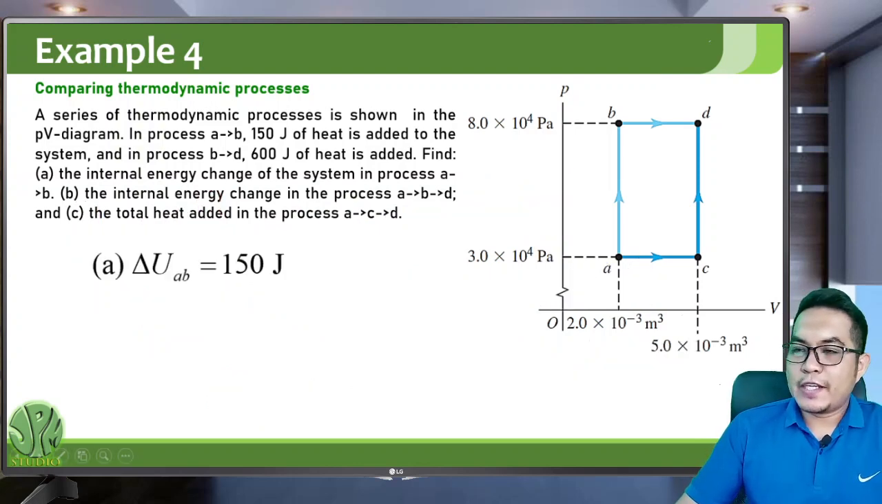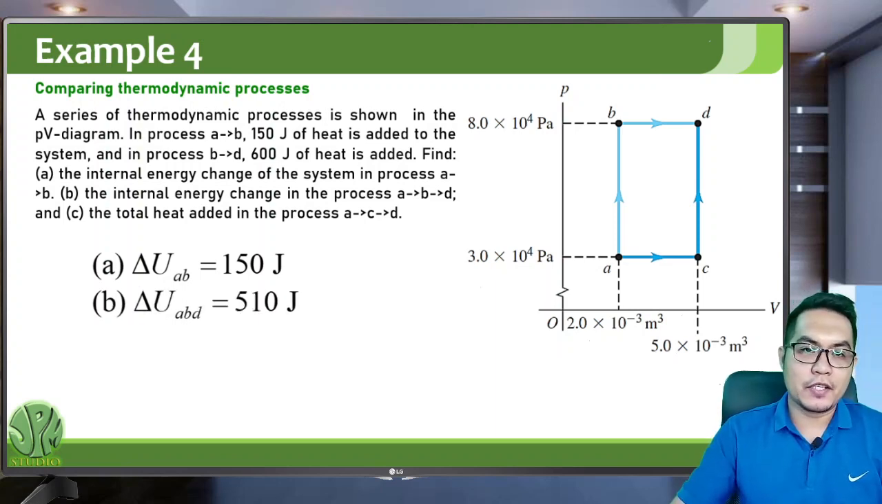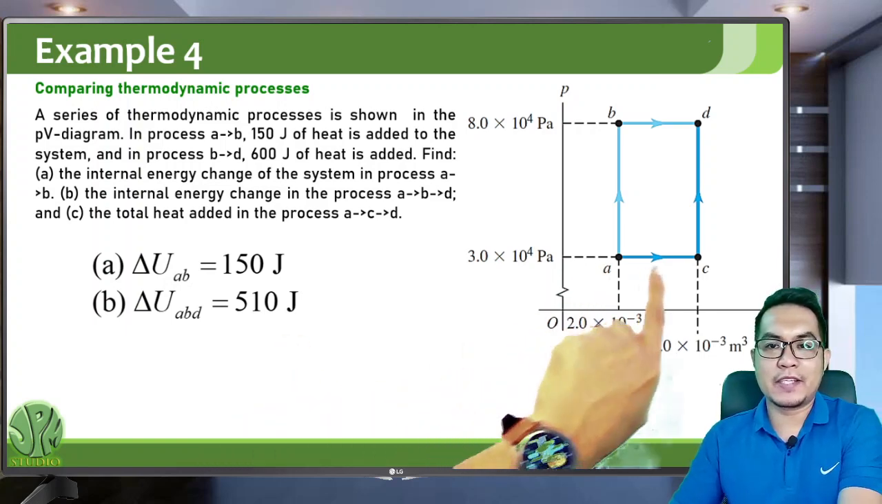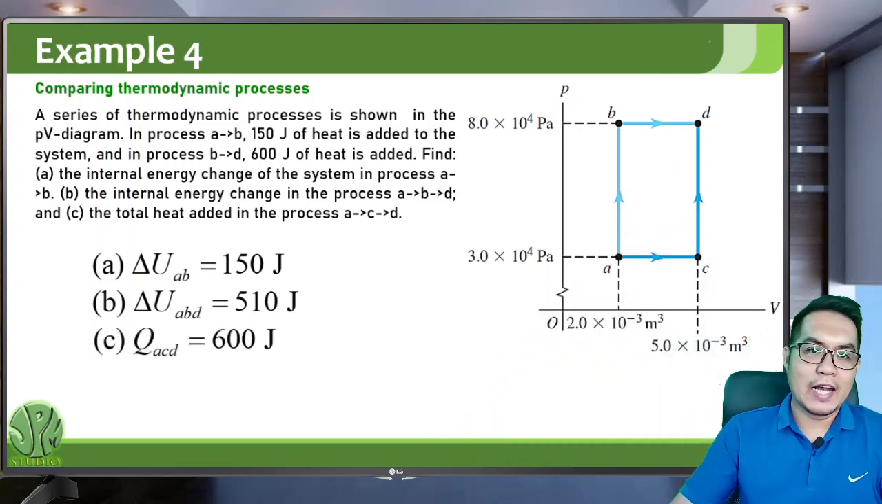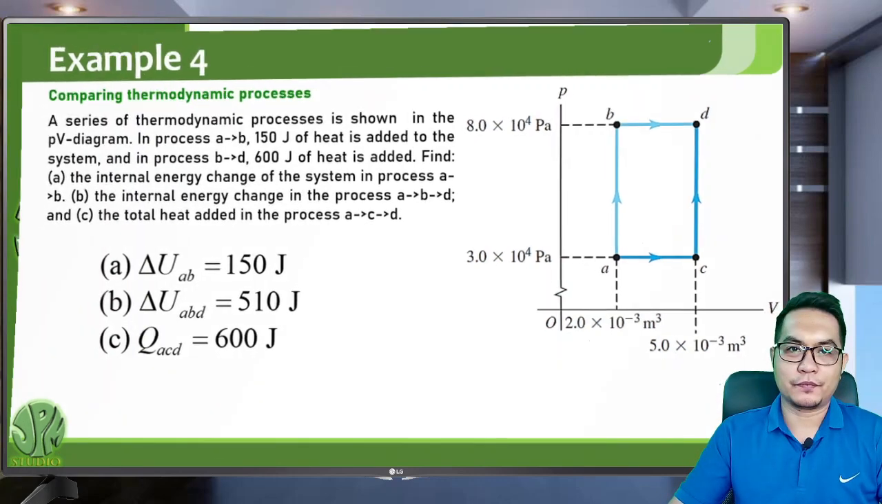So for letter A, the change in internal energy from A to B is 150 joules. The change in internal energy from ABD is 510 joules. It's also the same change in internal energy if you take the path ACD. And lastly, the total heat absorbed in the process ACD is 600 joules.